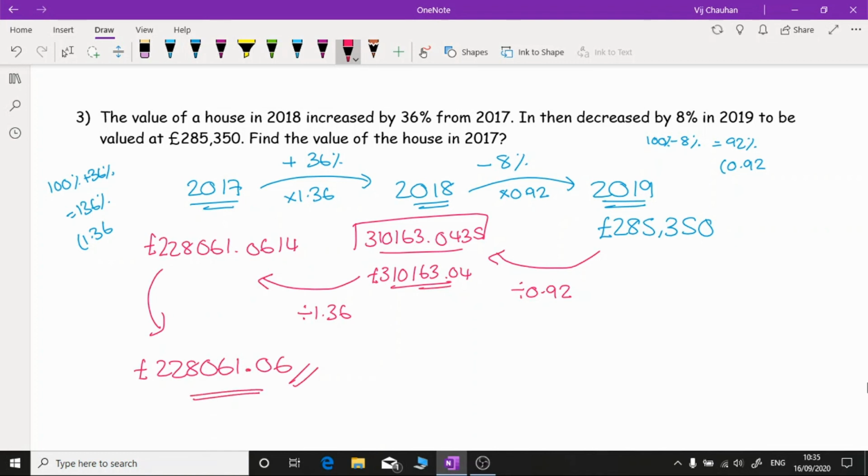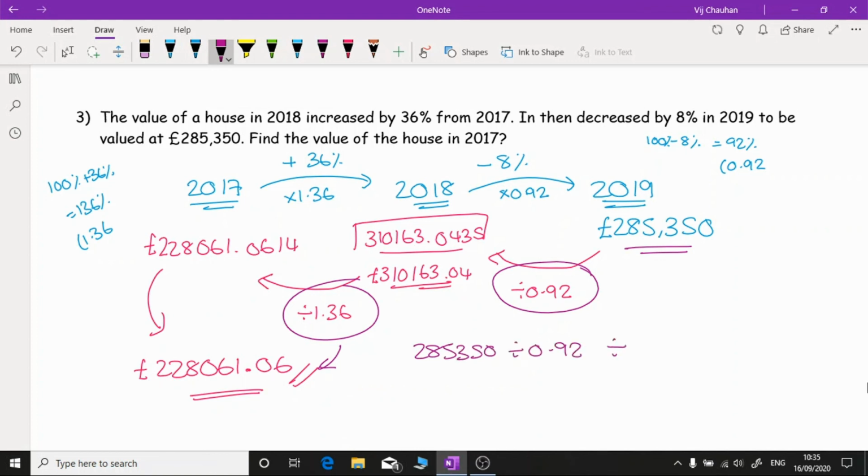And there we go. Now another alternative way I could have done all of this is just simply started with this number here and done those two things, and I would have got to the final answer. So if I did 285,350 divided by 0.92 divided by 1.36, I should get the same answer.